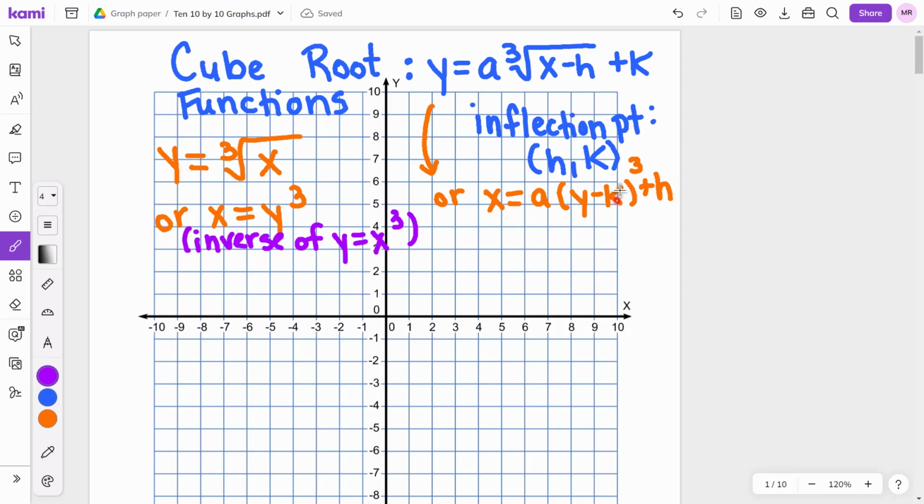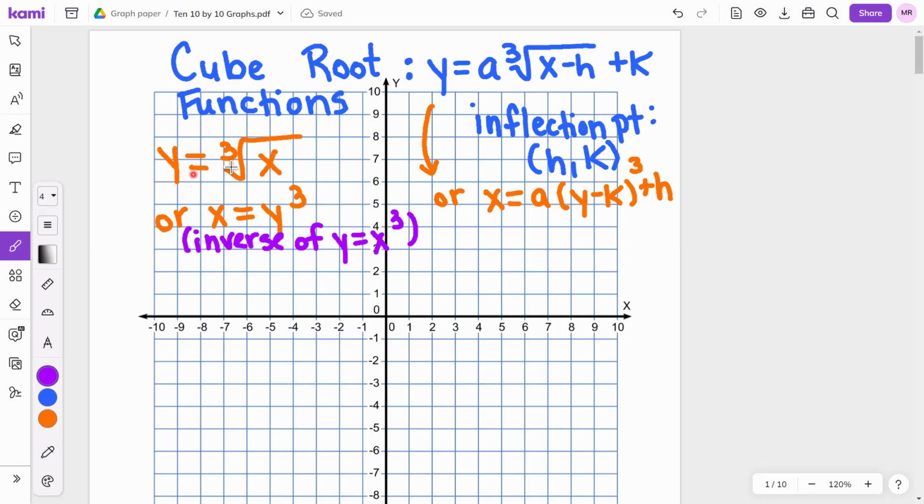So when the y has a variable with it, that's going to affect your up-down movement. So this is going to be your k, because it's always your k that goes here. And then the plus h is going to actually be your x. But again, we're going to look at it in this form here, y equal.